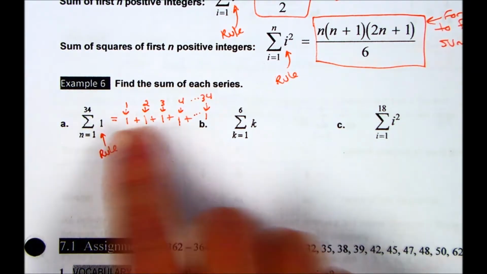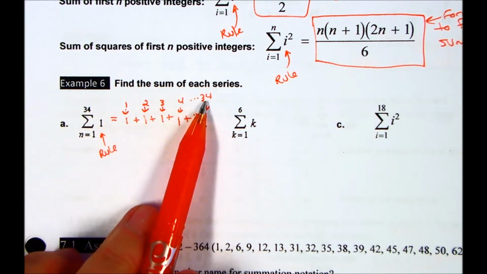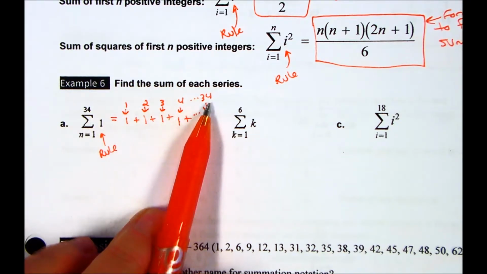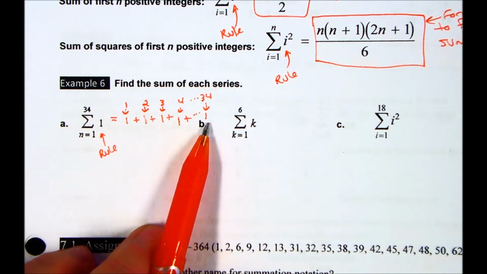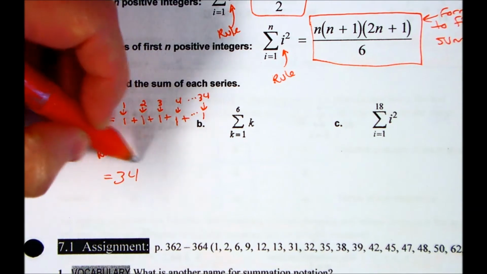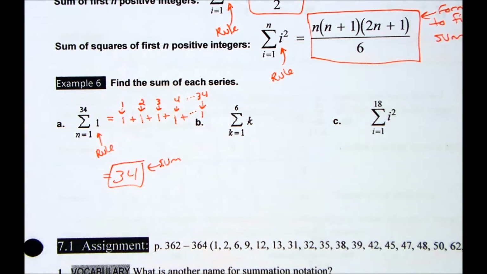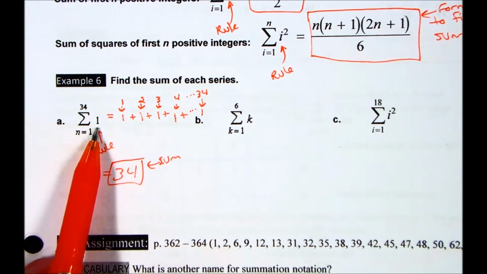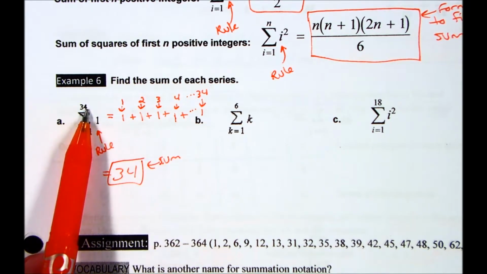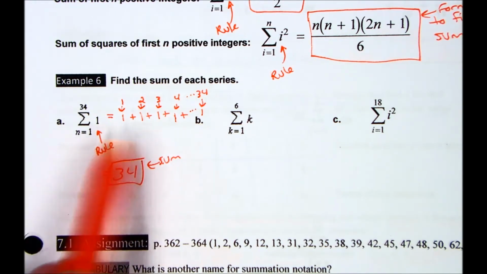So that's the idea of what you're doing. For every single number in the sequence, the output is just 1. So if you have 34 numbers in your sequence and you're adding 34 ones together, it's going to equal 34. So that is the sum of 34 ones being added together. So hopefully that rule makes more sense now that you see it's just taking 1 plus 1 plus 1 plus 1, 34 times. So that's why the number up here in your upper limit is going to equal the sum of all of those ones.